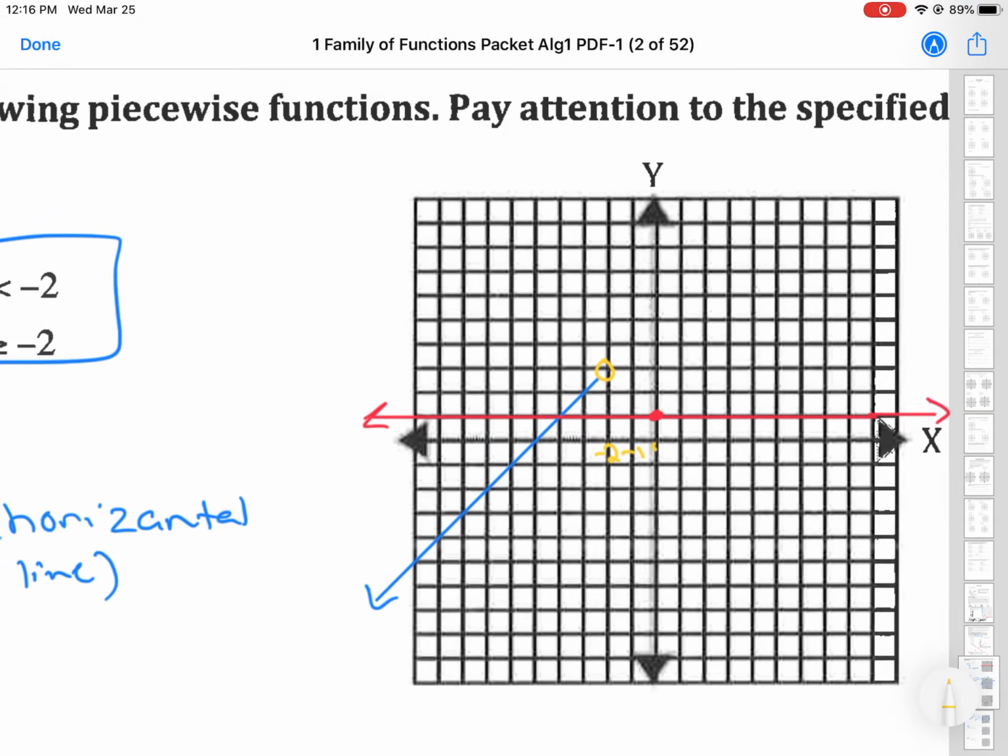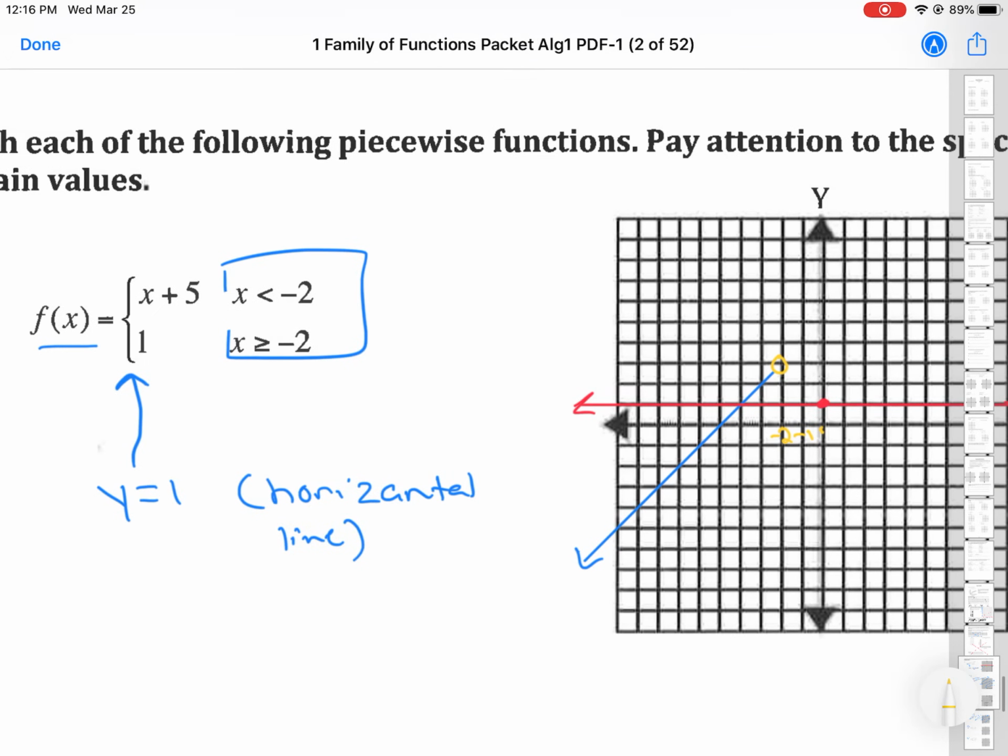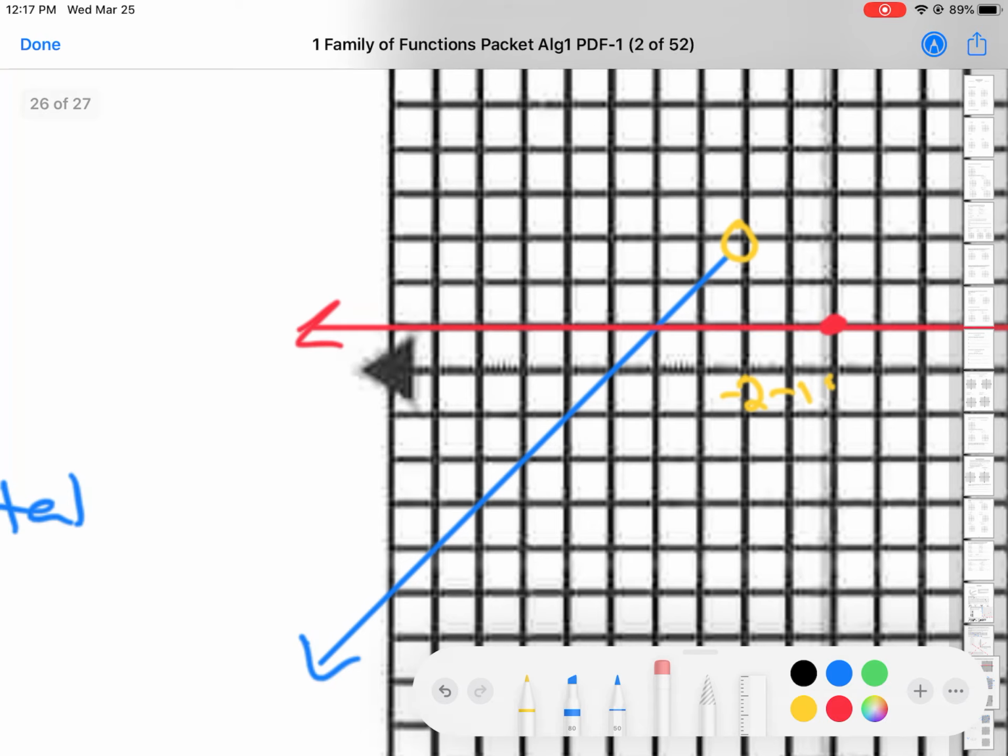We have an open circle. Sound good? Now, I have over here, for my line equals 1, x is greater than or equal to negative 2. So that means that on my red graph now, I want all the x values that are greater than or equal to negative 2. So I'll get my eraser back out. This is negative 2. So I want all the x values greater than.